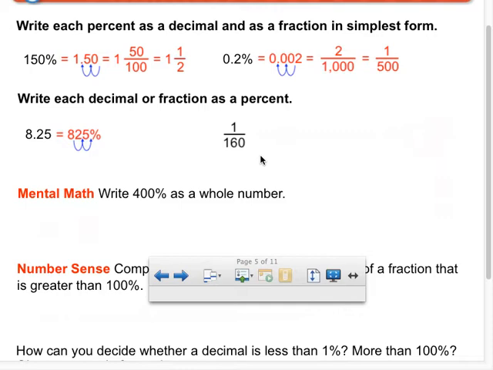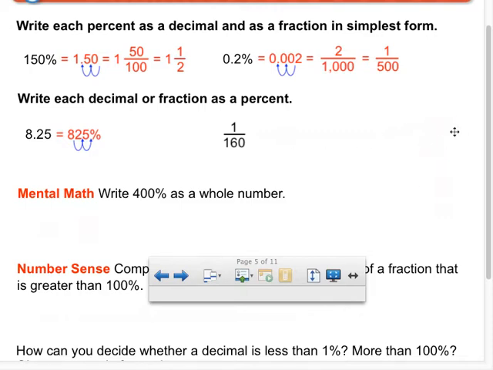Now, because we're short on time, I'm just going to walk you through it. How do I convert a fraction to a percent or to a decimal if the denominator isn't a factor of 100? What am I doing? Fatima? I'm just going to divide.